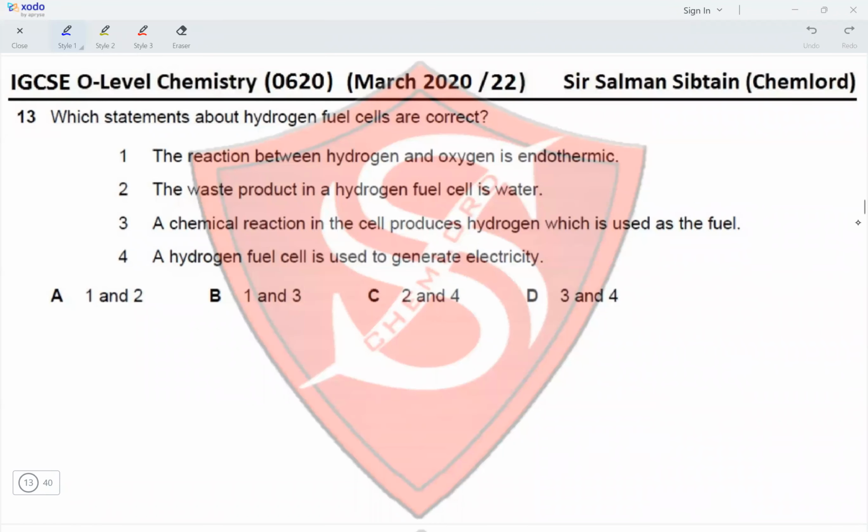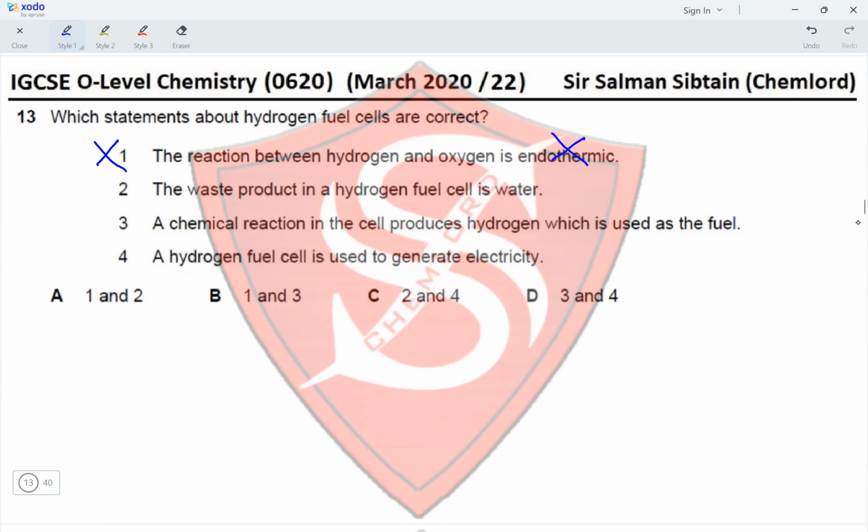Question 13. Which statements about hydrogen fuel cells are correct? The reaction between hydrogen and oxygen is endothermic. This is incorrect because this is called a hydrogen fuel cell. A cell is supposed to provide energy, not require energy. So the reaction between hydrogen and oxygen is exothermic, not endothermic.